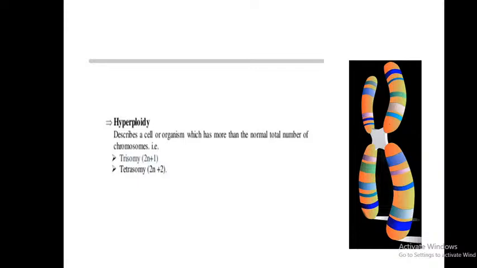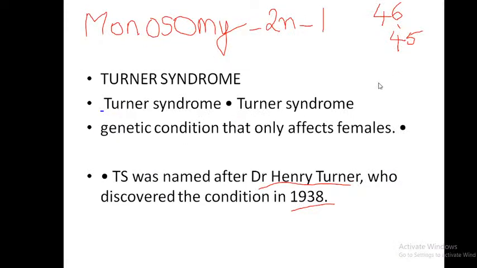Hyperploidy has two types: trisomy and tetrasomy. Now we'll see an example of each case, monosomy and trisomic condition. First is monosomy, the individual having one chromosome less, 2n minus 1. An individual having one chromosome less in its diploid complement is called monosomic, 2n minus 1. The chromosome number will be 45 instead of 46.